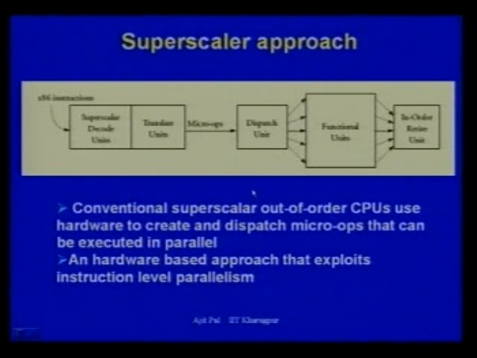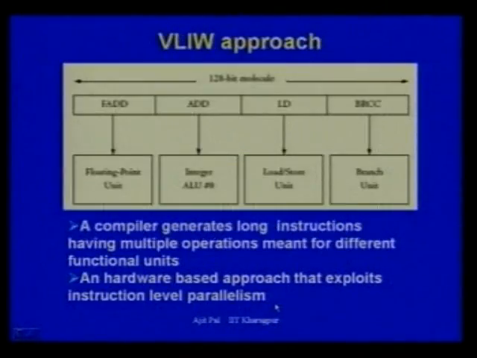As a consequence, what we are doing here is exploiting instruction level parallelism. That means various operations which can be executed in parallel are exploited by performing them in parallel with several functional units. But this approach has led to very high power dissipation. Another approach is known as VLIW approach. VLIW stands for very large instruction word.